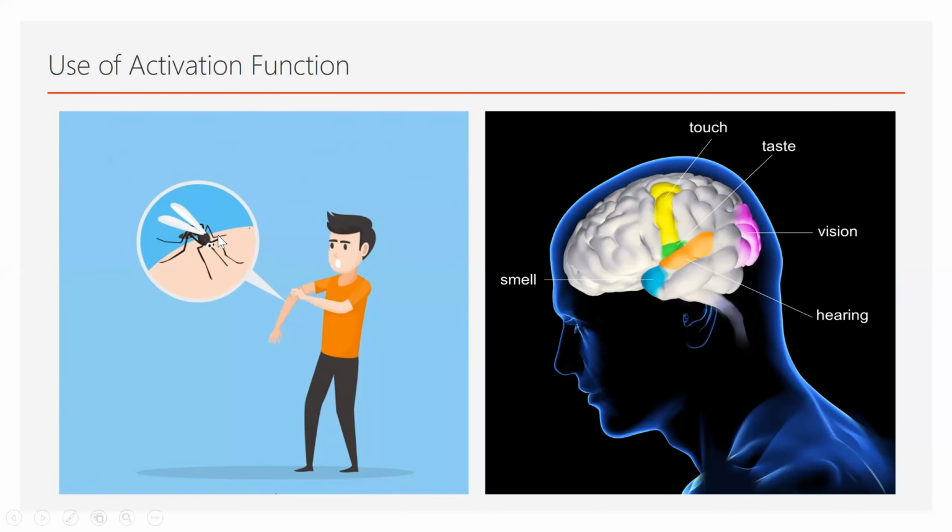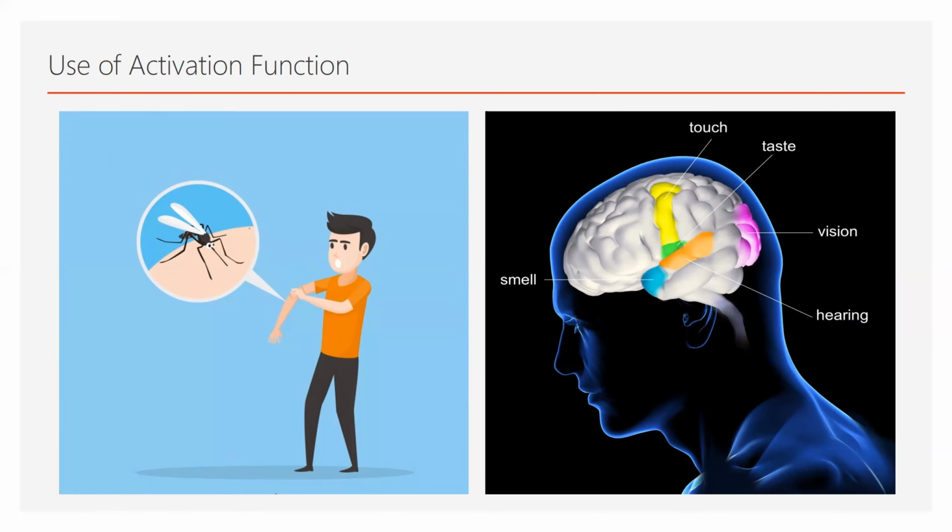Same when, as soon as the mosquito bites us, we have many neurons, like a smell neuron, hearing, vision, taste, and touch. As soon as the mosquito bites us, the touch neuron gets activated or triggered. It sends a signal to us that we need to perform something. If the mosquito is biting, then only this touch neuron will be activated, and the value will be greater than 0.5 to 1.